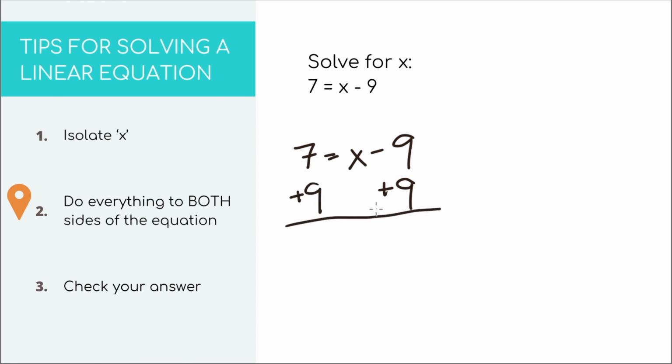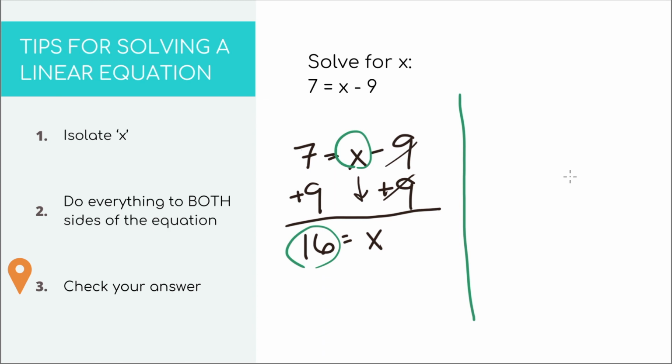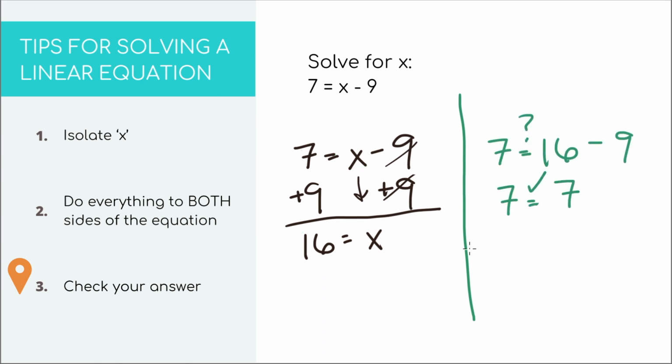And when we put it all together, 7 plus 9 equals 16. Let's bring down the x. Negative 9 plus 9 equals 0, so it cancels out. So we get that 16 equals x. When we plug in our solution, we get that 7 equals 7. So again, we got the right answer.